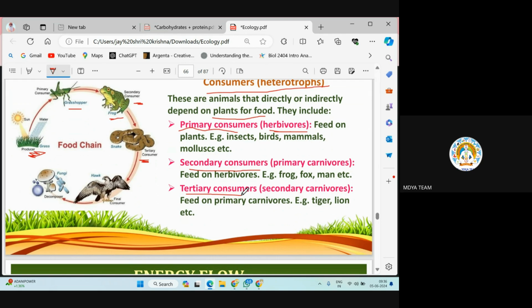Okay, next, secondary consumers and tertiary consumers. Now, don't get confused in this. Secondary consumers are primary carnivores because they are directly feeding on herbivores, and tertiary consumers are secondary carnivores because they are feeding on primary carnivores. So please don't get confused in that.